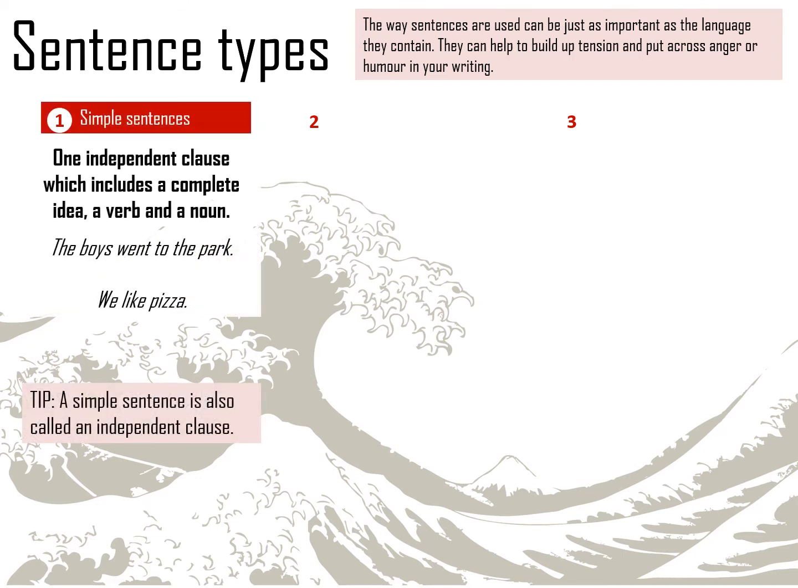So sentence number one is a simple sentence, otherwise known as an independent clause. The word clause basically means sentence. And there are two examples. The boys went to the park. We like pizza. They are simple sentences. They have a verb and a noun, and they communicate a single idea. They are simple sentences.